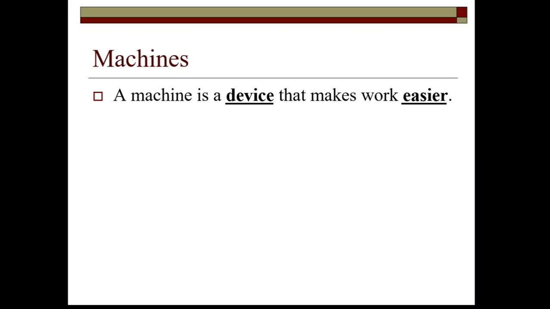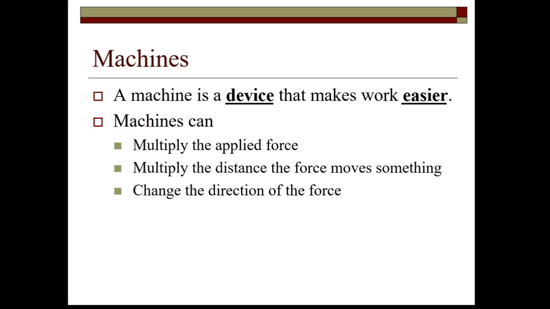Okay, so a machine makes work easier. And it can multiply the force, multiply the distance the force moves something, or change the direction of the force. Those are the three things that a machine can do. Now, when you think of a machine, you think of something complex like a motor or a car engine. We're talking about simple machines. So you'll see what I'm talking about.